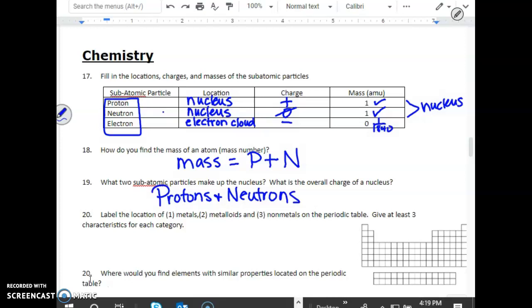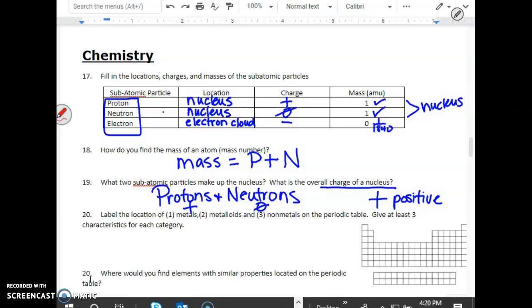If we have protons and neutrons located here, and protons are positive and neutrons are neutral, then the overall charge of a nucleus would be positive, because the neutrons are nothing. They have no charge. Number 20, label the location of metals with a 1, metalloids with a 2, nonmetals with a 3 on the periodic table, and give at least 3 characteristics for each category.